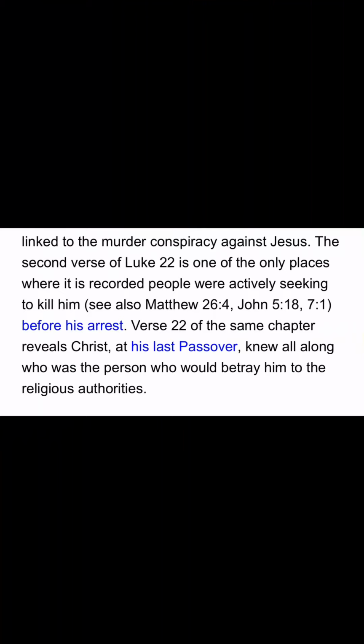Linked to the murder conspiracy against Jesus, the second verse of Luke 22 is one of the only places where it is recorded people were actively seeking to kill him before his arrest. Verse 22 of the same chapter reveals Christ at his last Passover knew all along who was the person who would betray him to the religious authorities.